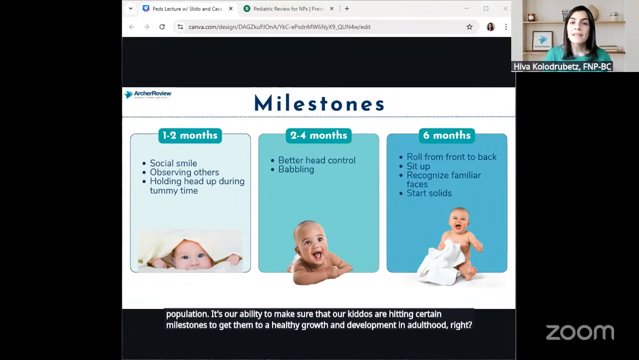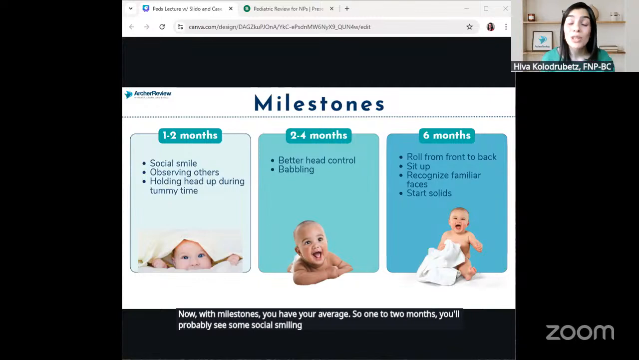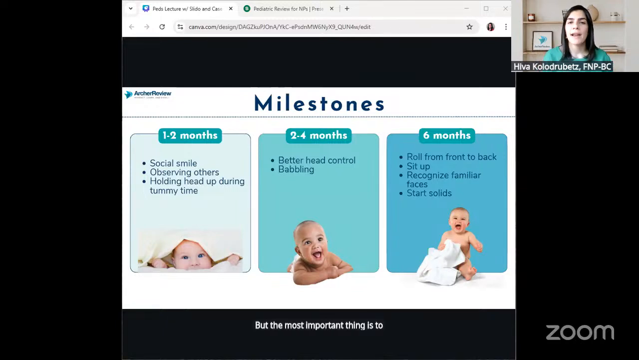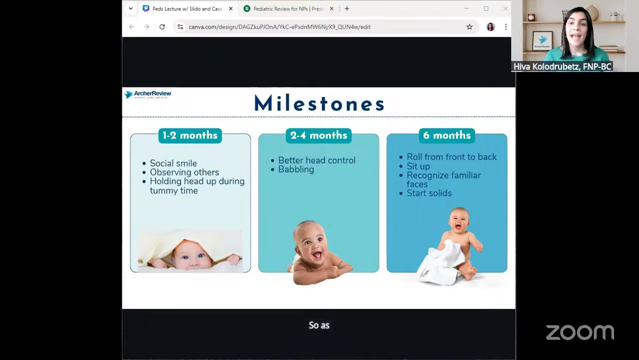Now, with milestones, you have your average. So at 1 to 2 months, you'll probably see some social smiling, the baby getting more alert and starting to observe others, holding their head up during tummy time. But the most important thing is to remember that these milestones are an average. So you have some kiddos behind the average and some kiddos ahead of the average, and all that is within normal, right? So as clinicians, we have to be really astute.